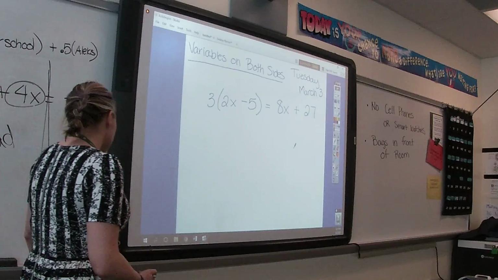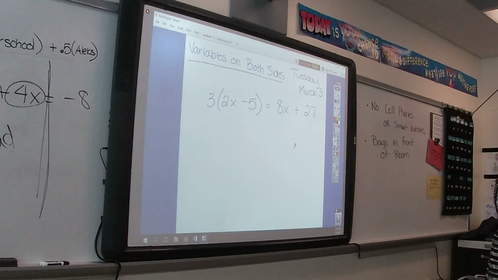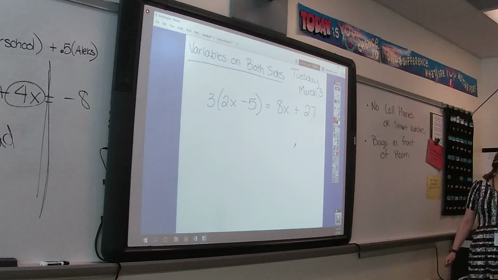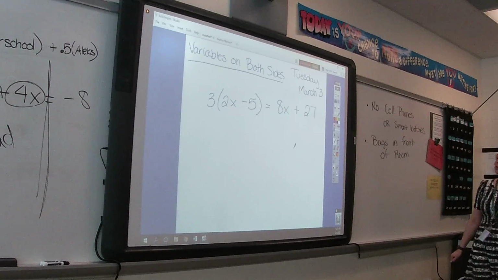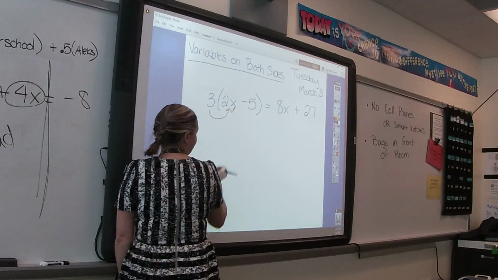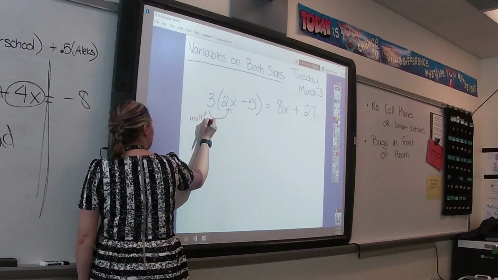Okay, so if we look at this problem, we're going to go through the same steps in that printed out list. So step 1 says if there are parentheses. Do we have parentheses up here? Yes. So what are we going to do, Rachel? We're going to distribute. So we're going to pass this out with multiplication, because when we pass out, we multiply.